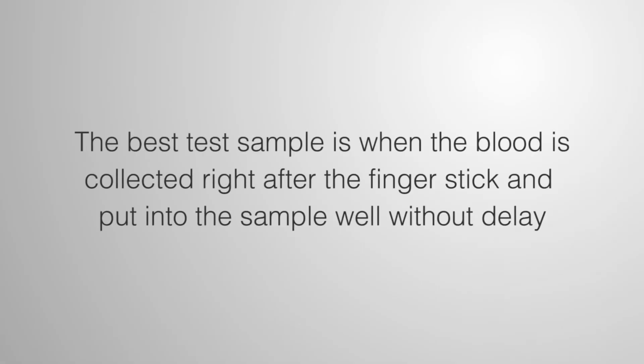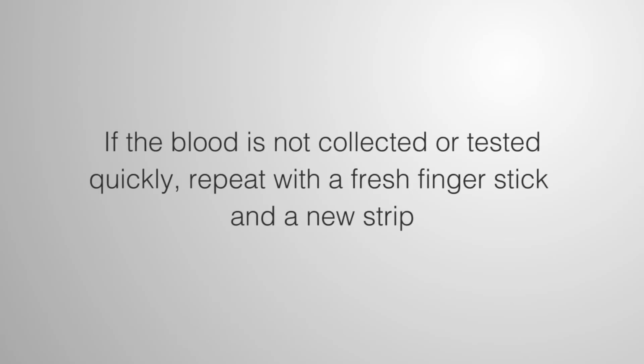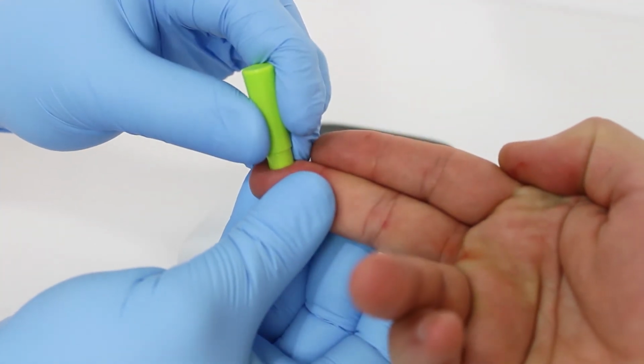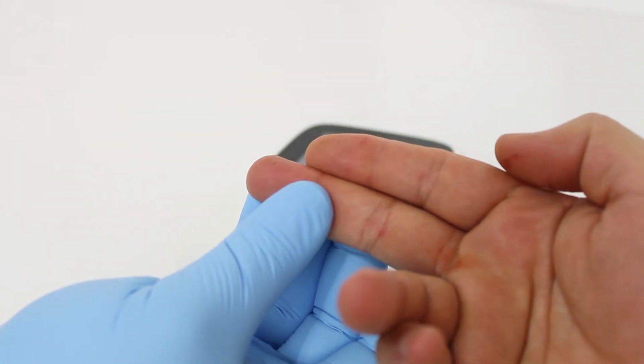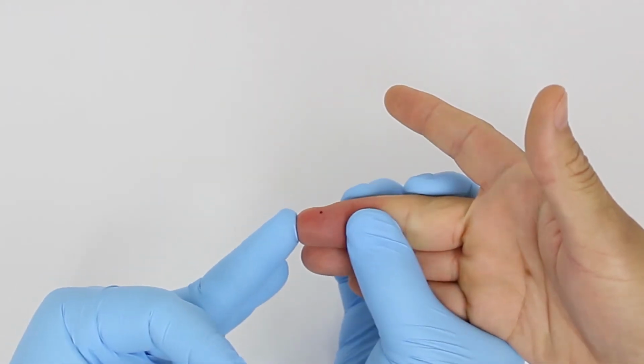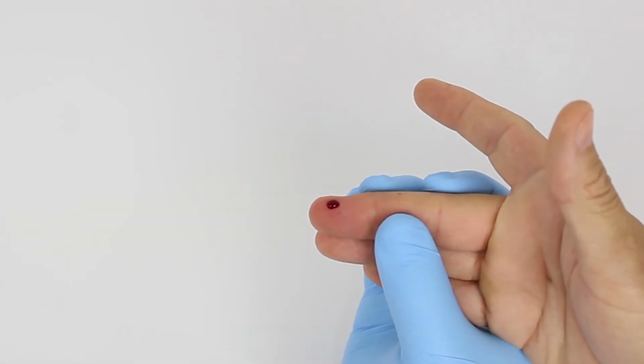The best test sample is when the blood is collected right after the finger stick and put into the sample well without delay. If the blood is not collected or tested quickly, repeat with a fresh finger stick and a new strip. Use only 21-gauge lancets, as smaller diabetes lancets do not produce sufficient whole blood volume. A minimum of 10 microliters of collected blood sample is required.